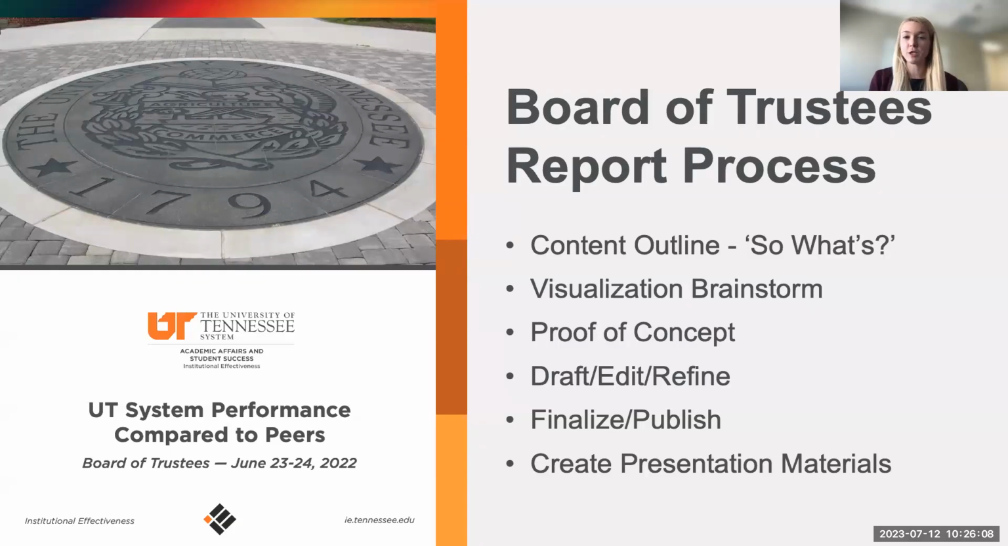Since the time of our first project, the board materials have evolved into multi-page reports that give a really in-depth look at our campuses. These reports represent the largest projects that I work on, and they typically follow the same process. The process works like this: we begin with a content outline, then do a visualization brainstorm, move into a proof of concept, followed by revisions, and then final publication. And then from the final publication, we create a presentation and all of the materials that are associated with that.